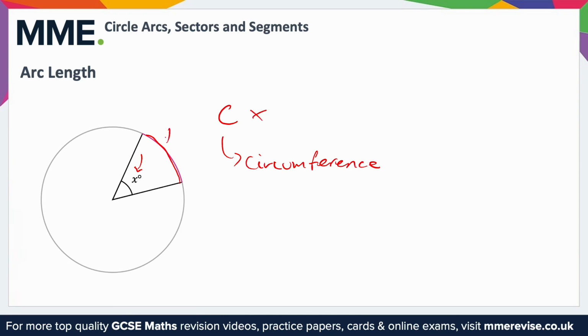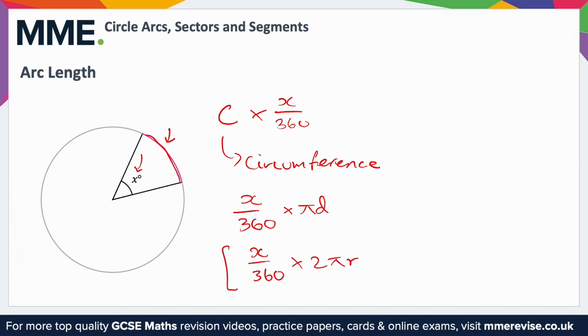So if we want to find the arc length of this bit here, then that's going to be x over, well, if we had all of the circle, that would be 360 degrees, so x over 360. Putting this in terms of the equations for circumference, this becomes either x over 360 times by pi d, or if you want it in terms of the radius, you could have x over 360 times by 2 pi r. You could simplify down this one a little bit, but it's easier to remember like this. It's just the circumference equation times by what fraction of the circle you have.